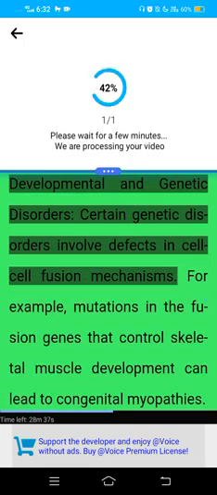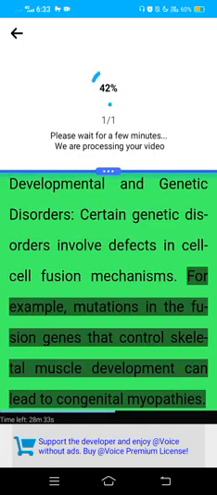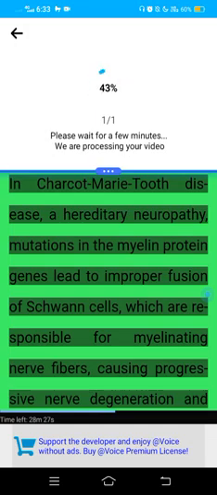Developmental and genetic disorders. Certain genetic disorders involve defects in cell fusion mechanisms. For example, mutations in the fusion genes that control skeletal muscle development can lead to congenital myopathies. In Charcot-Marie-Tooth disease, a hereditary neuropathy, mutations in the myelin protein genes lead to improper fusion of Schwann cells, which are responsible for myelinating nerve fibers, causing progressive nerve degeneration and muscle weakness.